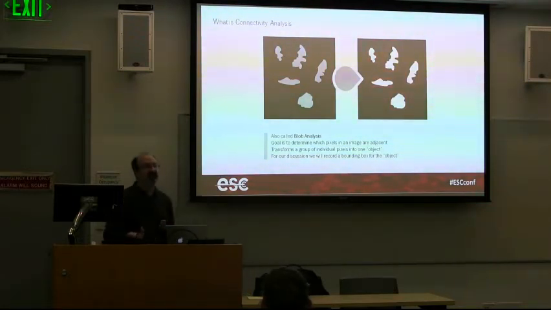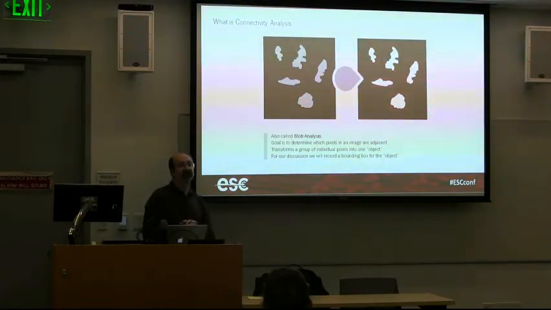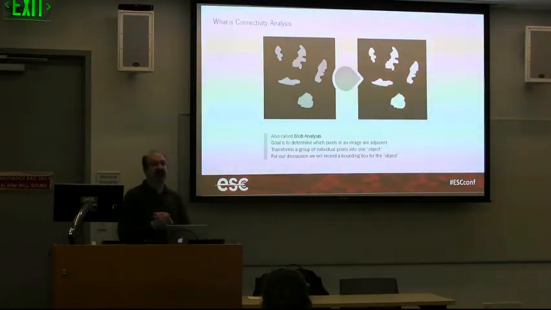That's what's called connectivity analysis. What pixel is connected to what? You do that by figuring out which pixels are adjacent. For this discussion, we're going to use a monochrome image. So this simplifies it considerably. If 2 pixels are touching, they are part of the same thing.